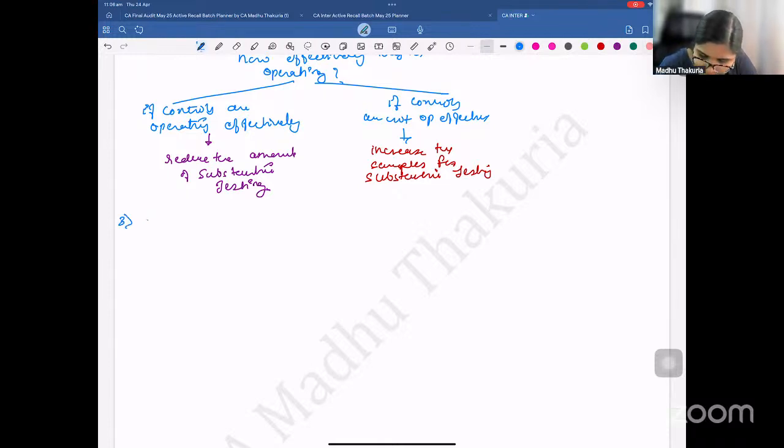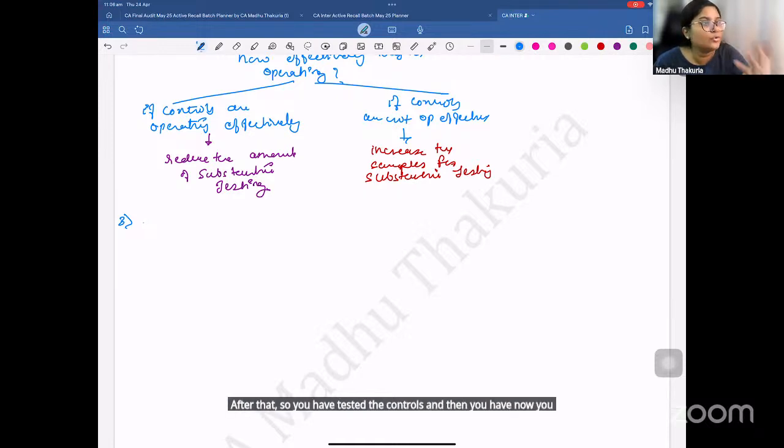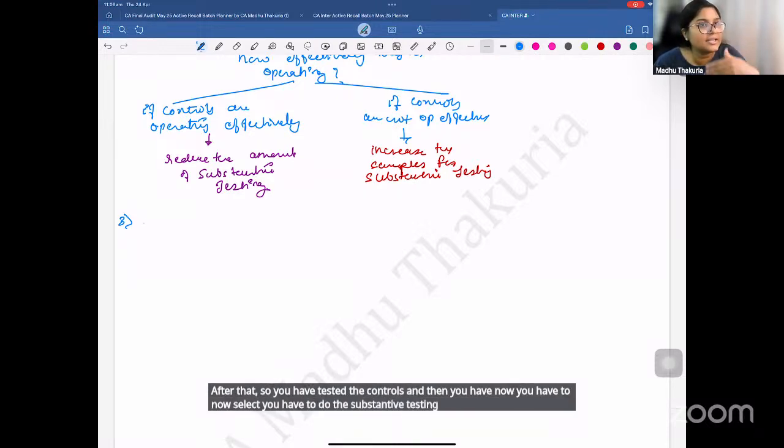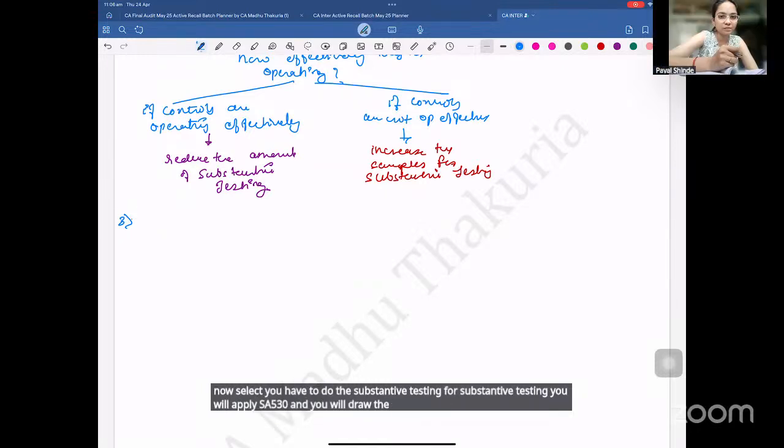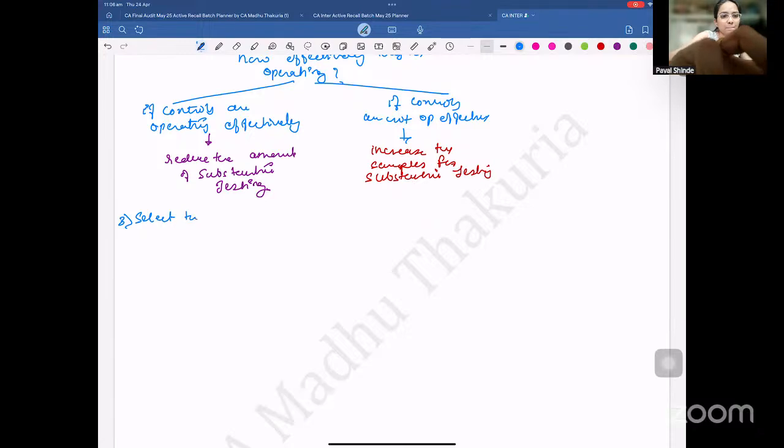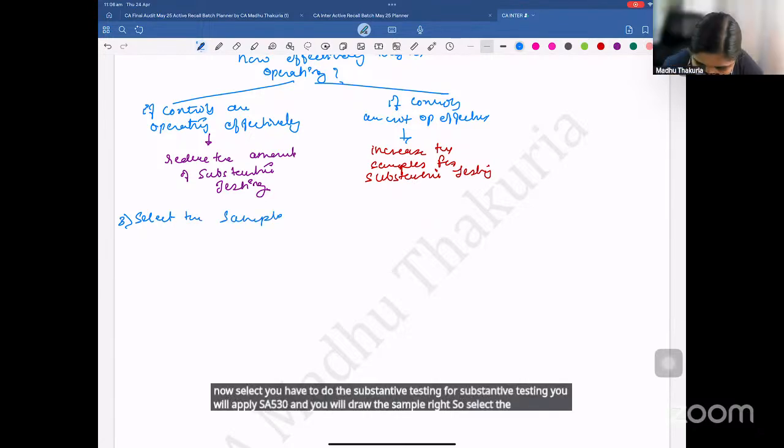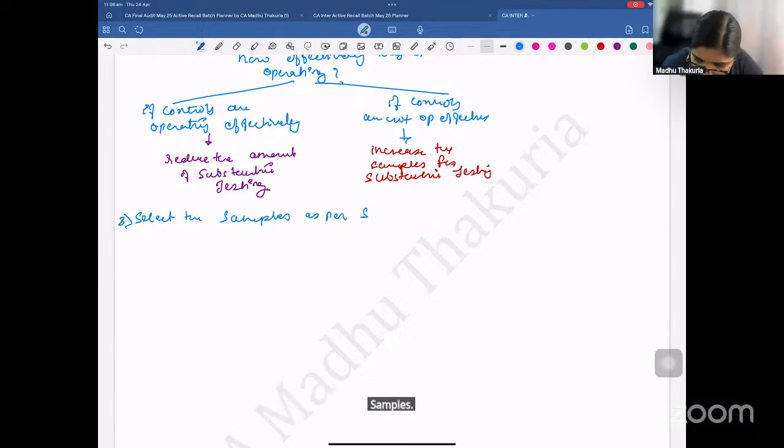After that, you have tested the controls, and then you have to do the substantive testing. For substantive testing, you will apply SA 530 and draw the sample. So select the samples as per SA 530 and examine the following.